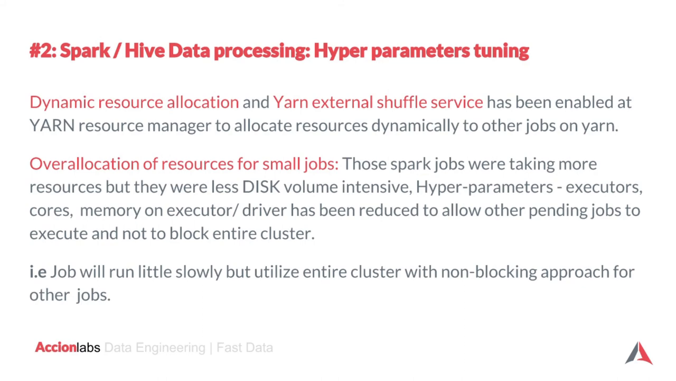So what you can do: those Spark jobs were taking more resources but were less disk-volume intensive, so the hyperparameters executors, cores, and memory on executor and driver have been reduced to allow pending jobs to execute and not block the entire cluster. Your job will run a little slowly, but it utilizes the entire cluster with an approach that will not hold other Spark jobs.